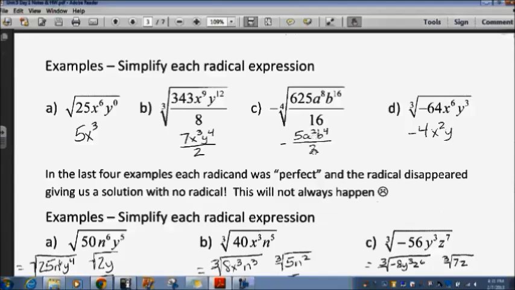So there's our numerator, there's our denominator, and don't forget to bring your negative down, so there's a negative in front of this solution. So negative 5a squared b to the 4th over 2.